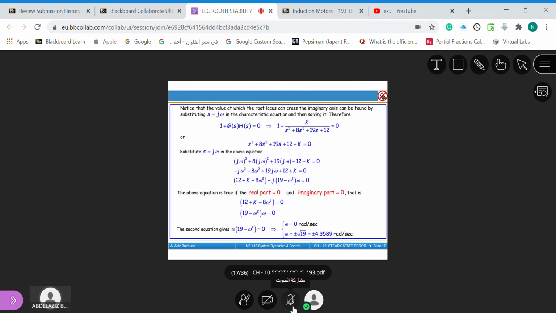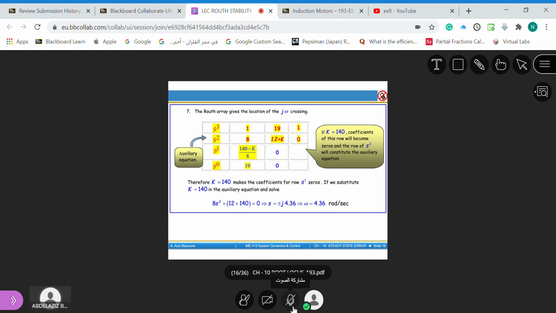We need to solve this equation. Either we solve this, or we form the Routh array. If we form the Routh array, we will do it this way. The intersection with the imaginary axis means the poles are pure imaginary.